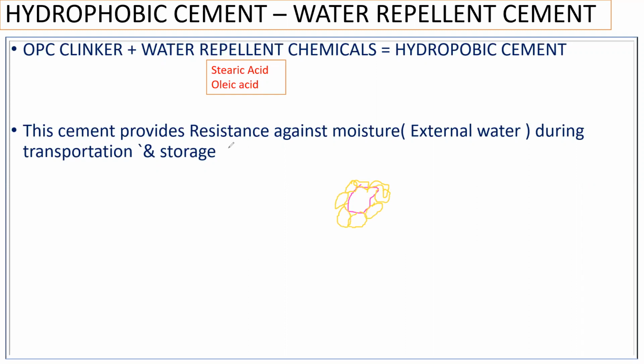So during storage, whenever we want to store our cement for a long time, let us say 1 or 2 months, and you don't have a proper shed, the cement may come in contact with water. In that case we need to save our cement, right? So that is why we can make use of hydrophobic cement.